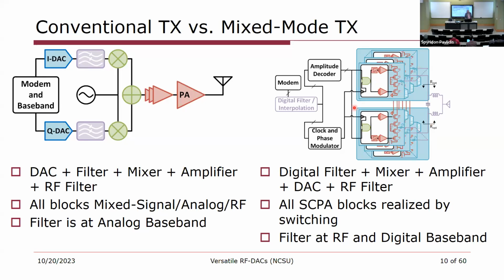What's important to note here is that all of the SCPA's blocks are realized using switching functions. And again, filtering is very small because it's done at either the RF or the digital baseband. We don't have any analog filtering.